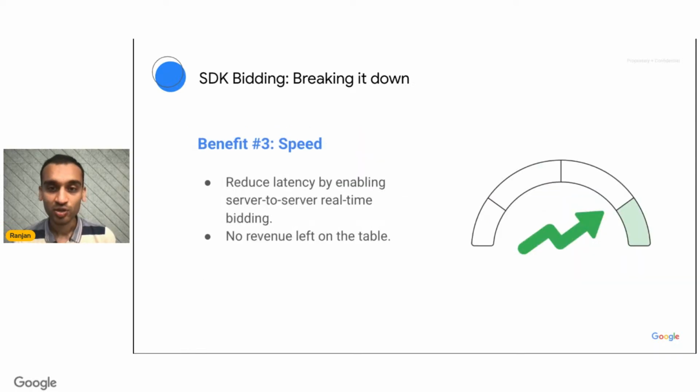Then moving on, unlike traditional waterfall mediation setup, SDK bidding provides server-to-server bidding, thus reducing latency and improving ad performance. This improves metrics such as page speed and viewability and reduces misconfiguration errors, all of which lead to higher CPMs for you in the long term.